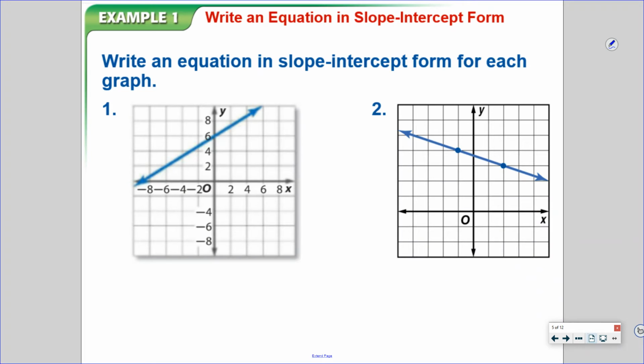Okay, let's practice from a graph first. So, write an equation in slope-intercept form for each graph. Okay, the first thing I do when I give a line is I like to find my slope. Okay, you guys go ahead, figure out the slope for the line in number 1. This is what we practiced last lesson. Find a slope.